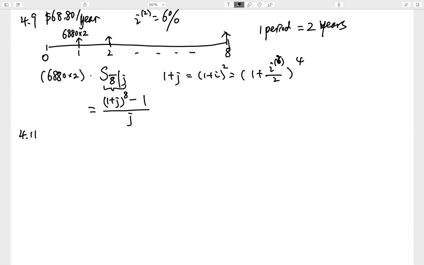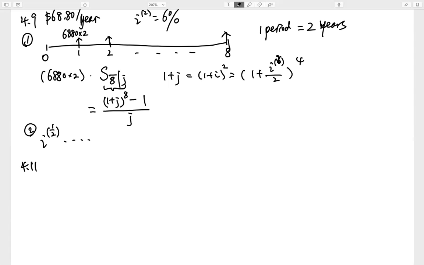By the way, this is just one way. You can also use the notation of i upper 2, the nominal interest rate quoted on a yearly basis for a 2-year period. You can do that as well if you want. So this is the first method, and this is the second method. But I always do the first method, at least that works well for me. Next one.